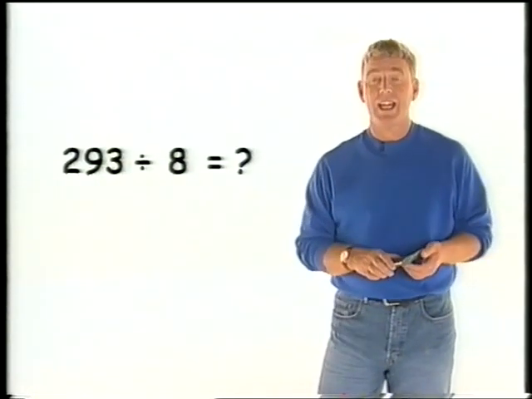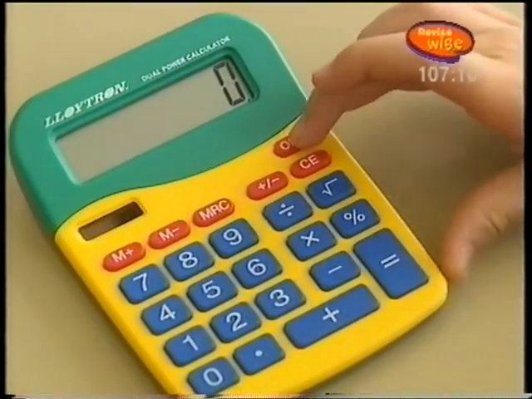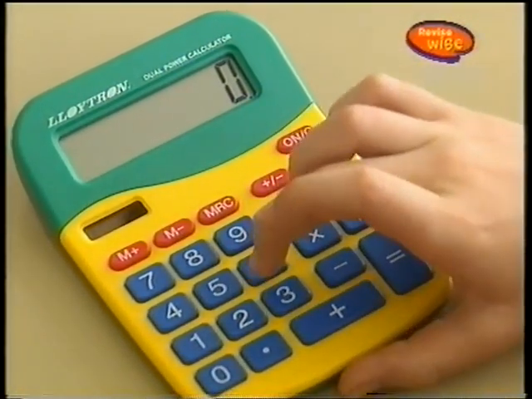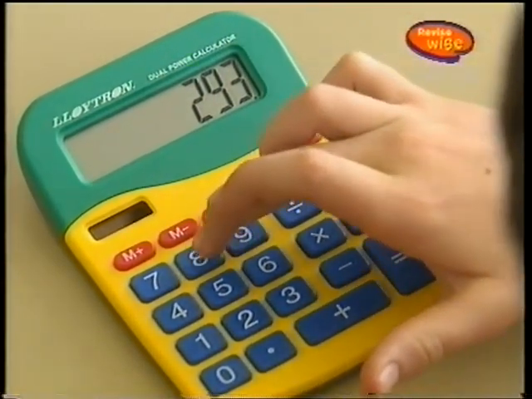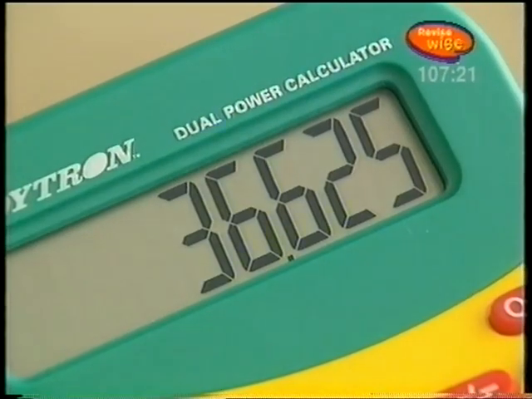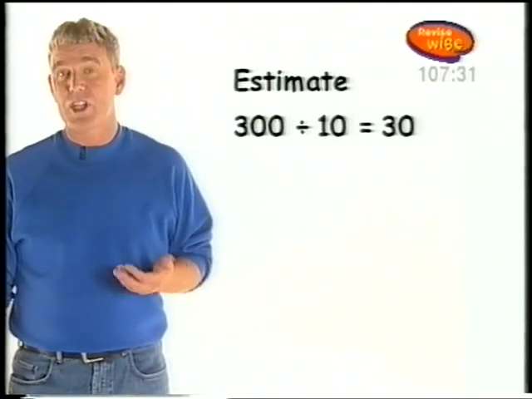Here's some division. Try 293 divided by 8 to 2 decimal places. I'd round 293 to 300 and 8 up to 10, which should give me an answer around about 30. So make sure our calculator's clear and enter 293 divided by 8, which equals 36.625. Rounded to 2 decimal places would be 36.63. Which is pretty close to his estimate of 30.